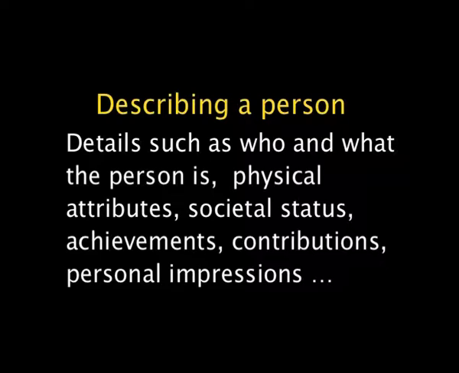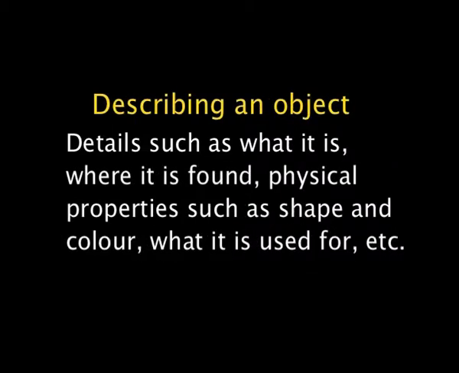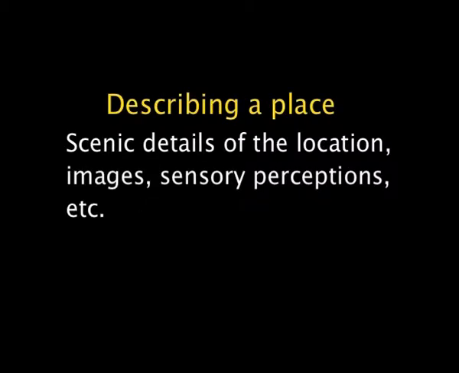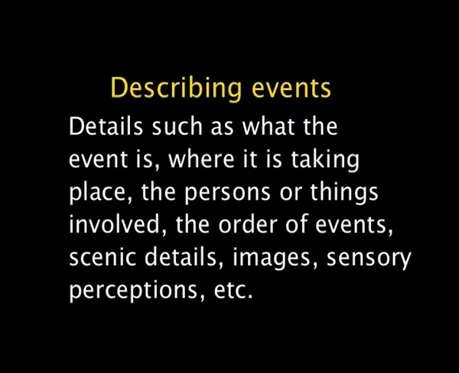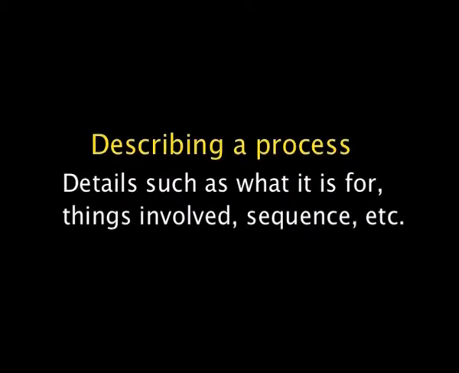Describing a person: details such as who and what the person is, physical attributes, societal status, achievements, contributions, personal impressions. Yeah. Now you can read out describing an object. Okay. Describing an object: details such as what it is, where it is found, physical properties such as shape and color, what it is used for, etc. Describing a place: scenic details of the location, images, sensory perceptions, etc. Describing events: details such as what the event is, where it is taking place, the persons or things involved, the order of events, scenic details, images, sensory perceptions, etc. The last one, describing a process: details such as what it is for, things involved, sequence, etc.